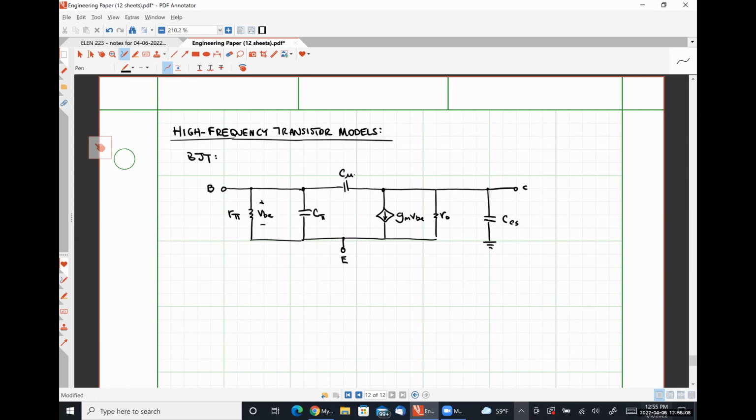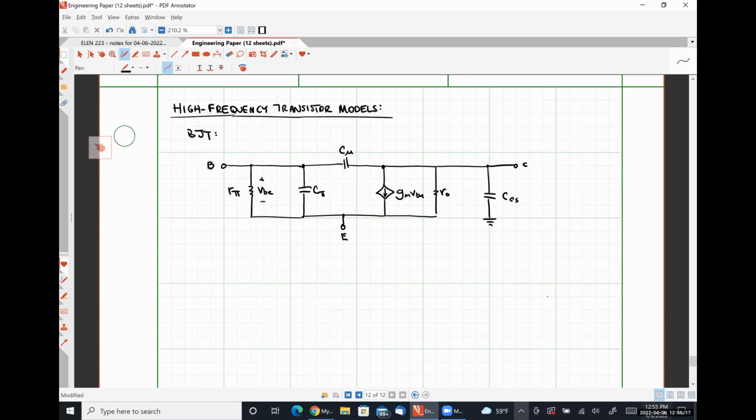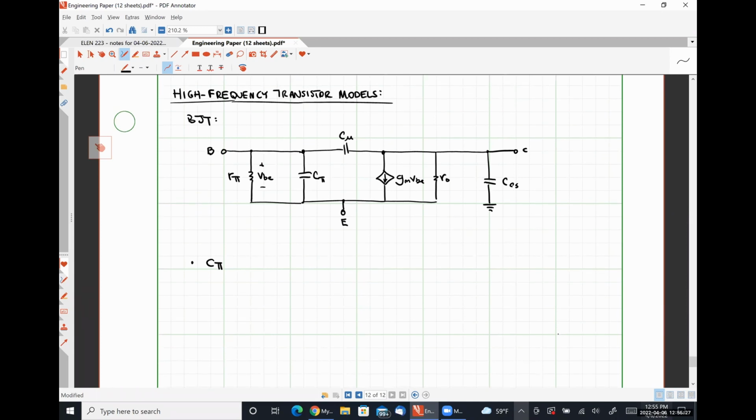So let's talk about these individual capacitances. The first one that we're going to talk about is the capacitance C pi. Okay. C pi is between the base and emitter terminals, and it represents the combination of the charge storage mechanisms that occur within the base emitter junction and the junction capacitance.